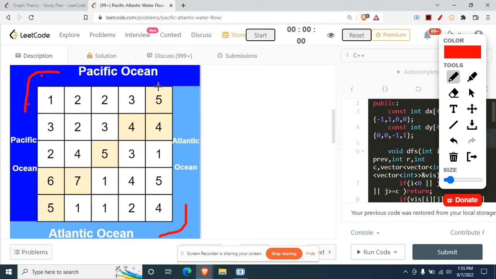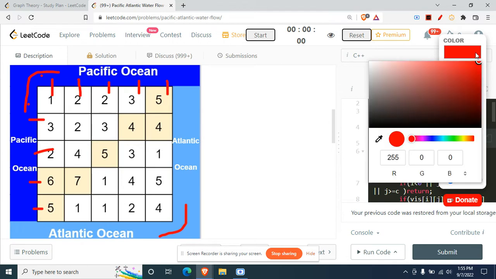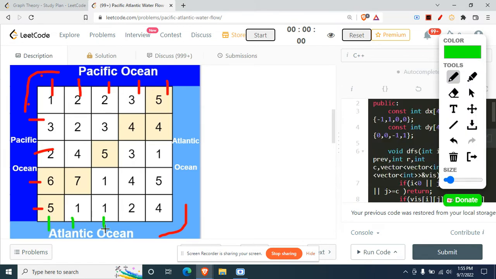Let's just say that you have something like this. So water from Pacific will flow from here. Okay, this is totally fine. Because these are all boundary elements, right? So all these guys will be getting the Pacific Ocean's water. And all of these guys that are here will get the Atlantic Ocean's water at first. Okay. So these are the parts that are getting Atlantic.